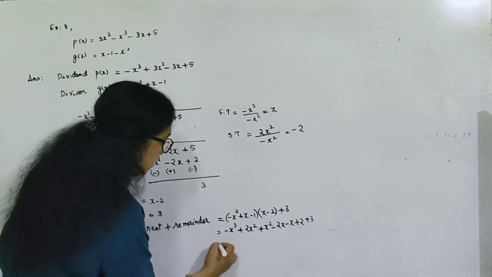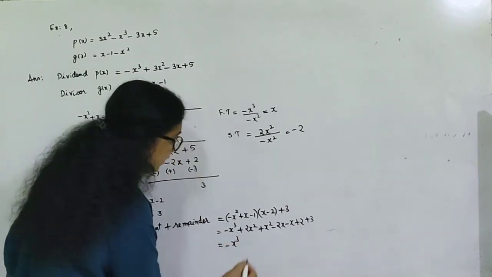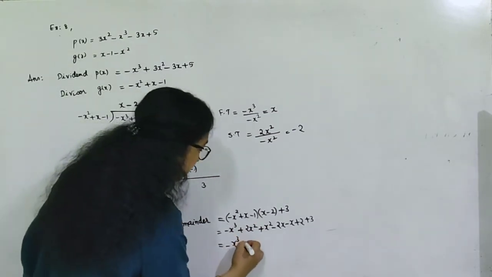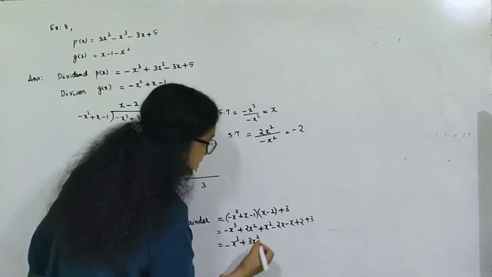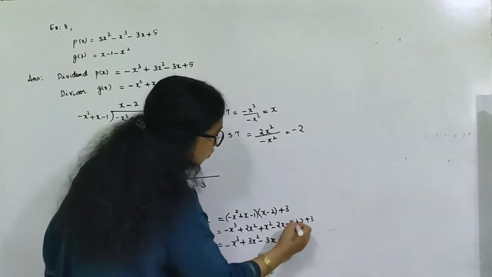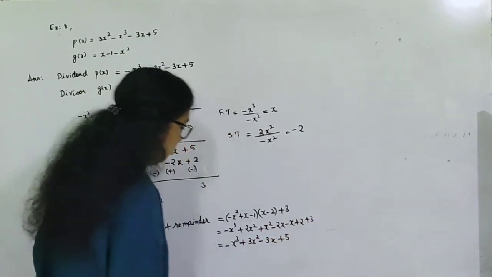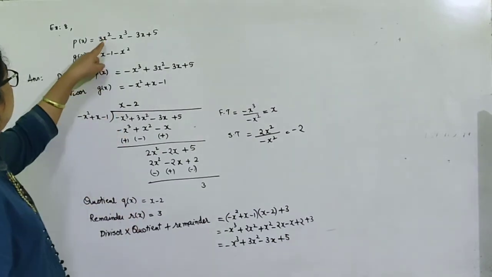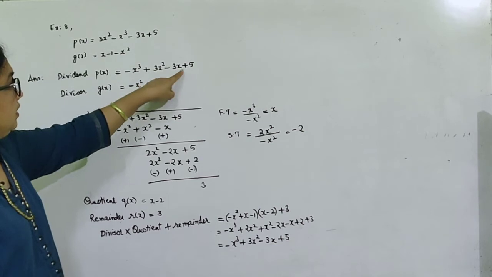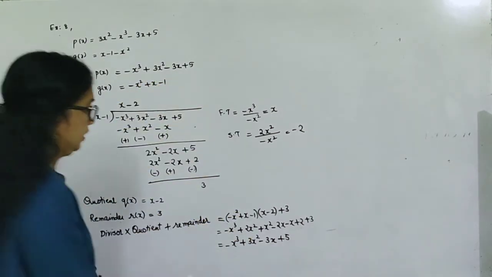Now that is equal to minus x cube. Now simplify like terms. 2x square plus x square, 3x square. Minus 2x minus x, same sign addition, so minus 3x. 2 plus 3, 5. Now look, our dividend is minus x cube plus 3x square minus 3x plus 5. The same one. That is equal to the dividend.